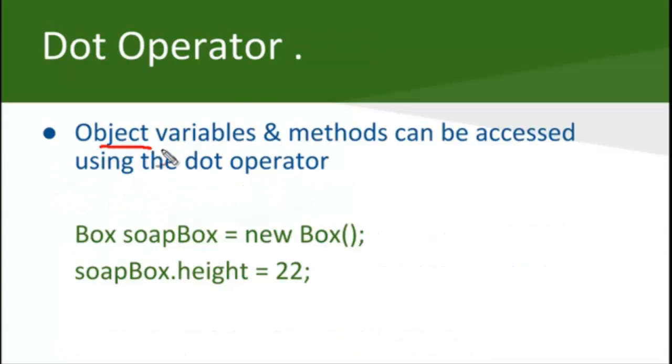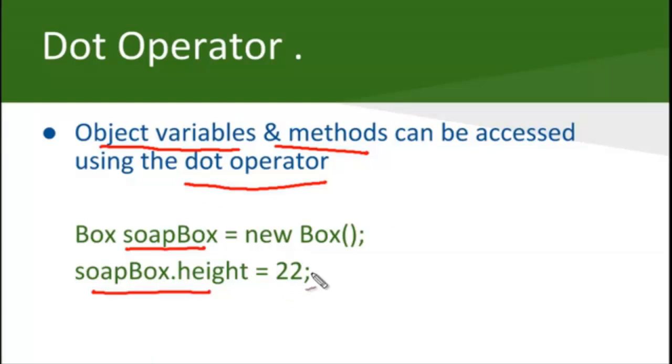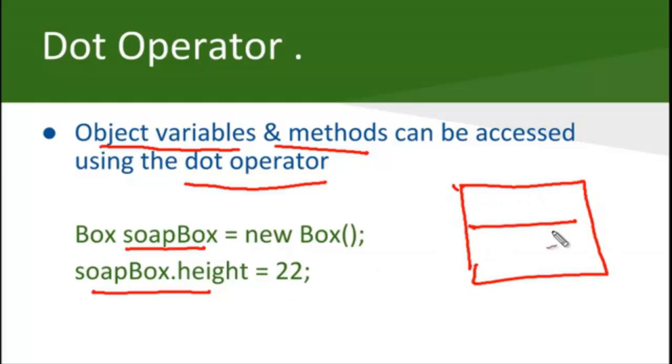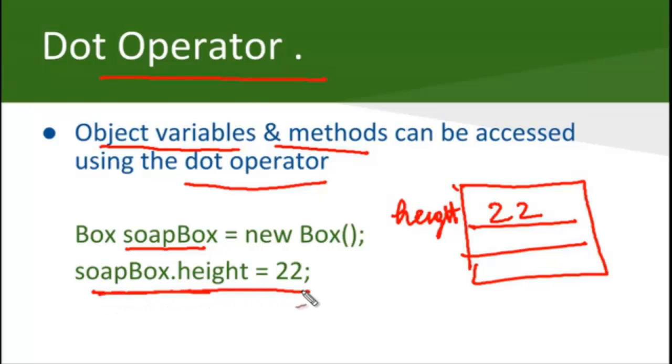Now we want to access the object variables and methods. Suppose we have a soapBox and we need to specify the height of it. We do that using the dot operator. So when we write soapBox.height = 22, the instance variable height of soapBox gets the value 22. That is done using the dot operator, and this is how we access the variables.